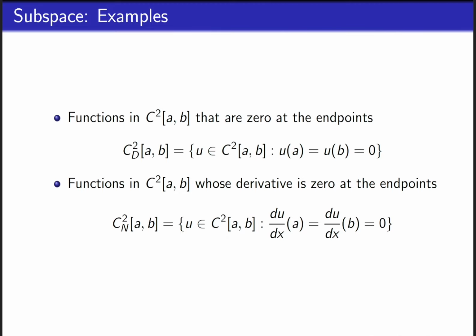Similarly, we can do the same thing with homogeneous Neumann problems. We can define the subspace C^2_N that are all twice continuously differentiable functions such that the derivative at the boundary is equal to 0.